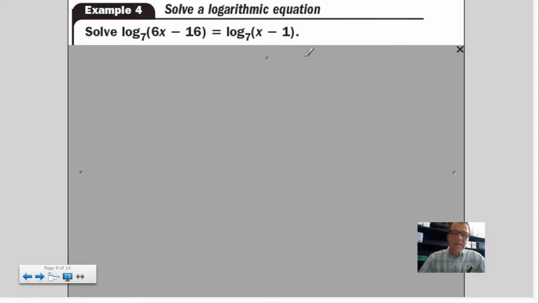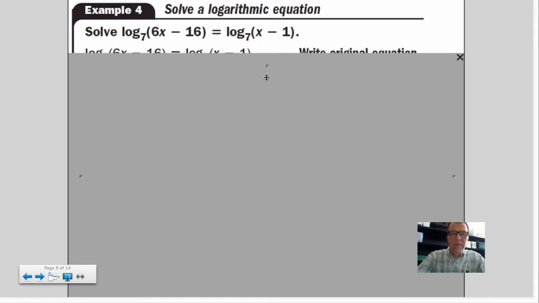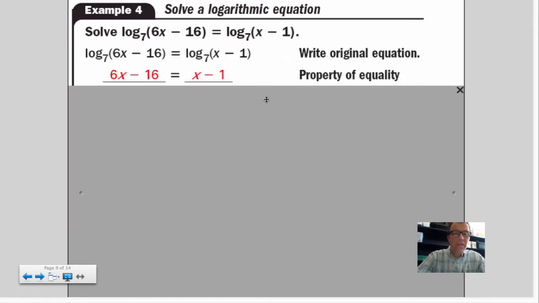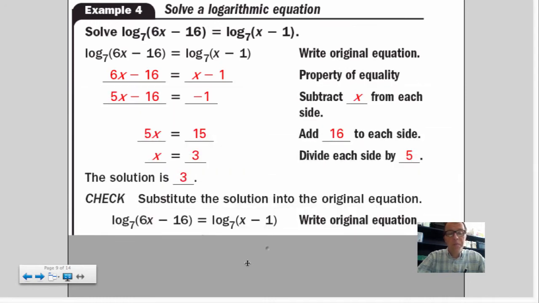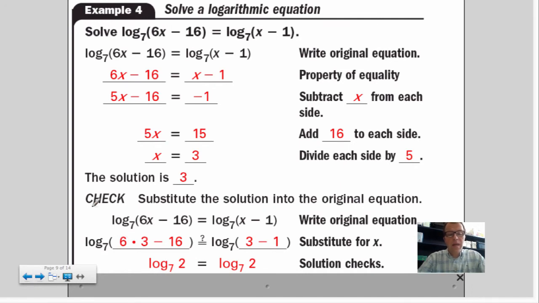The only way this equation is going to be true is if the insides are equal, right? If this 6x minus 16 has to equal x minus, there's nothing else to this equation. So I just set them equal and solve using my Algebra 1 skills, and I'm done. So we do need to check, and check becomes a big deal with the log equations.